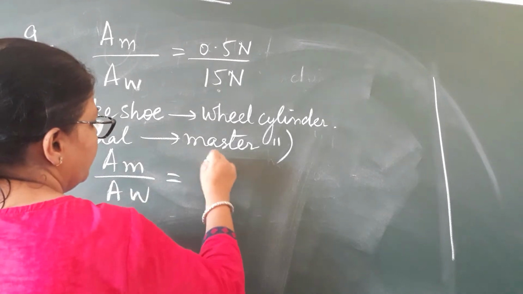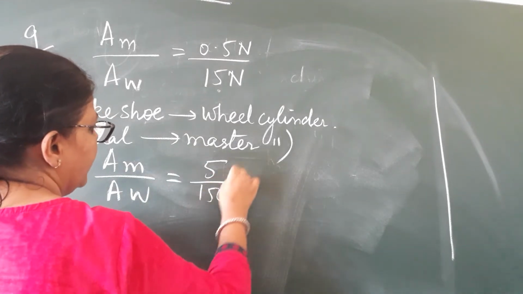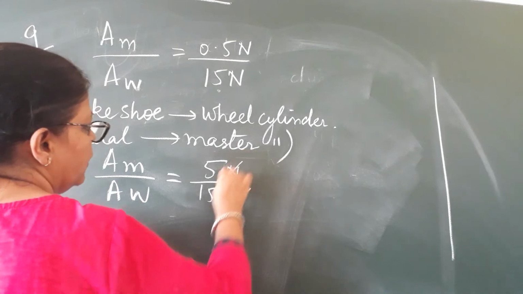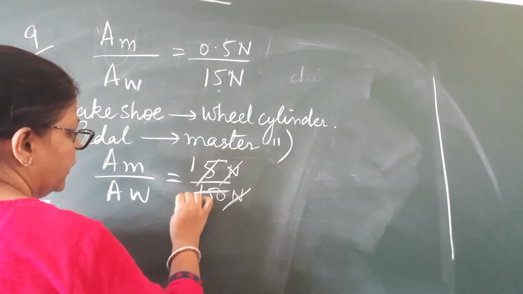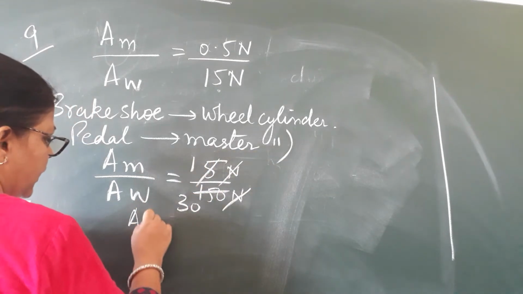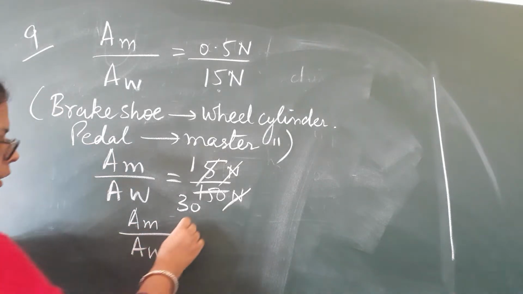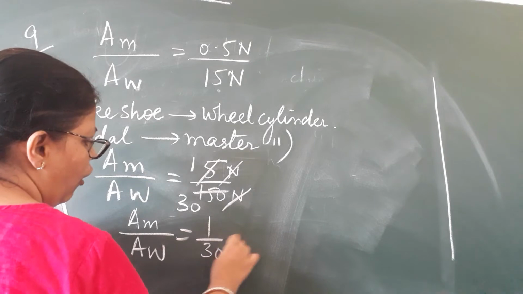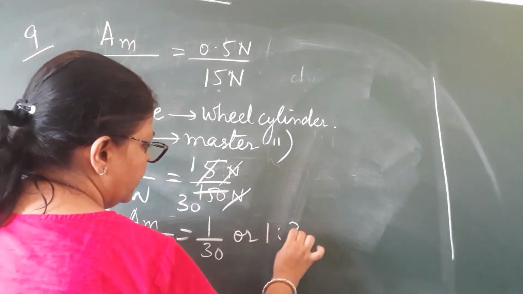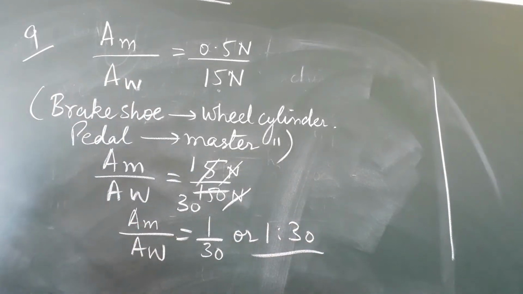That will be equal to, I remove the decimal, 5 upon 150. The Newton cancels with the Newton. I get 1 upon 30. So your answer is AM upon AW, that is area of master upon area of wheel, is equal to 1 upon 30, or you can say it is 1 ratio 30. So that's your numerical number 9.